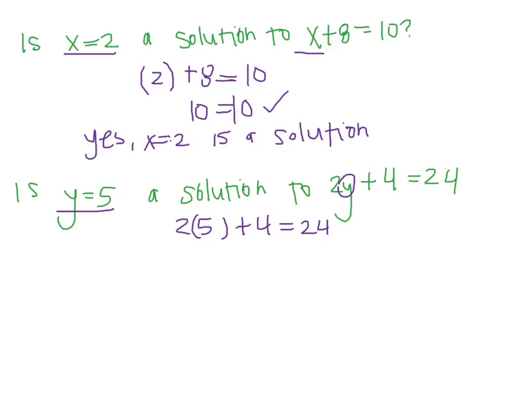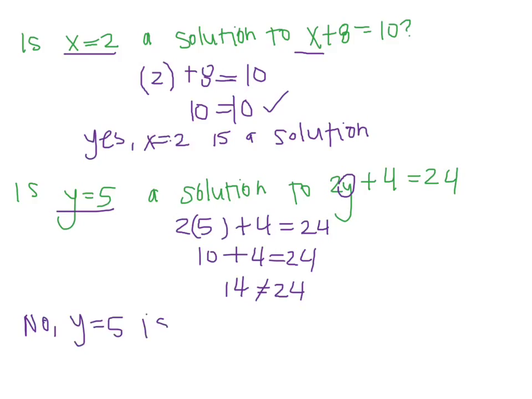Well, over here on the left side of the equation, we've got to simplify that. Order of operations tells me I need to do 2 times 5 first, and that's 10 plus 4 equals 24. And 10 plus 4 gives me 14. Does 14 equal 24? No, it does not. So my answer is no. Y equals 5 is not a solution.